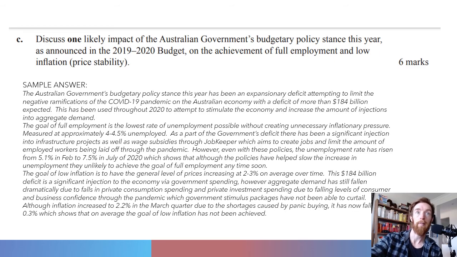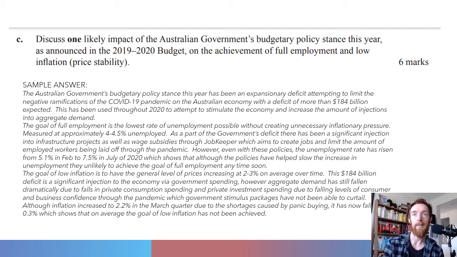The Australian government's budgetary policy stance this year has been an expansionary deficit, attempting to limit the negative ramifications of the COVID-19 pandemic on the Australian economy, with a deficit of more than $184 billion expected. This has been used throughout 2020 to attempt to stimulate the economy and increase the amount of injections into aggregate demand. The goal of full employment is the lowest rate of unemployment possible without creating unnecessary inflationary pressure, measured at approximately 4.5% of people unemployed.